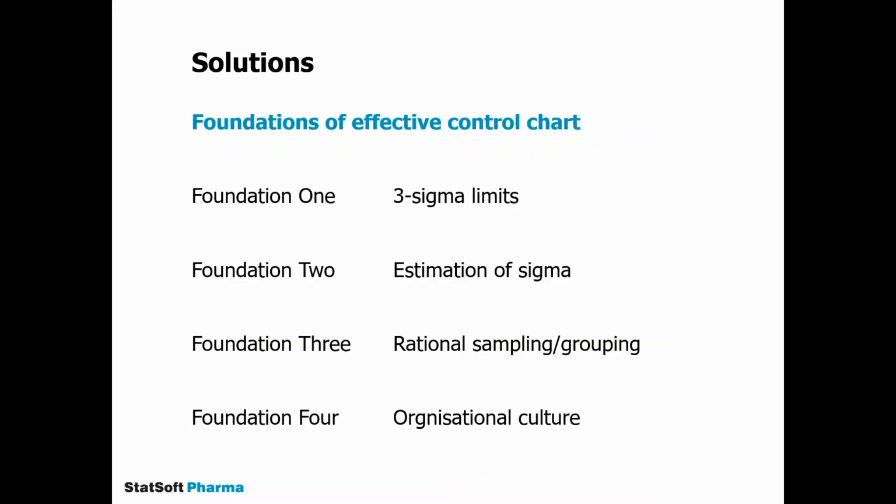For statistical process control, which is based on control charts, to be effective and economically justified, four basic assumptions must be met. Foundation 1, 3 sigma limits. Foundation 2, estimation of sigma. Foundation 3, rational sampling and grouping. And Foundation 4, organizational culture.